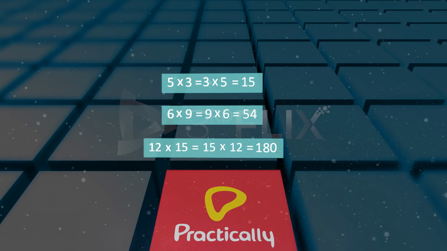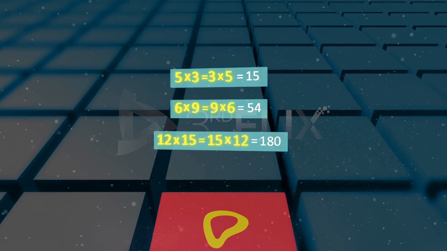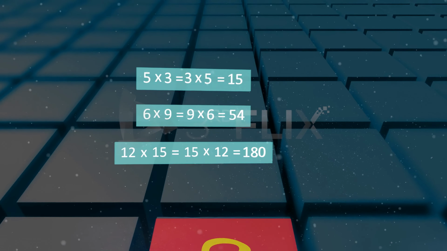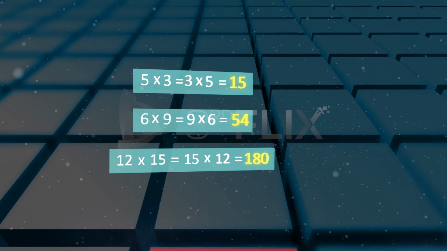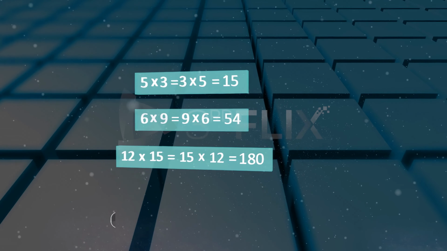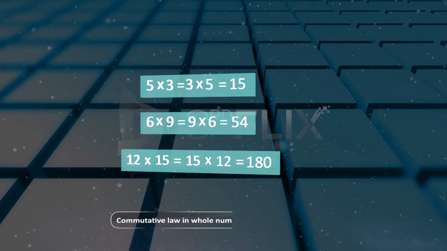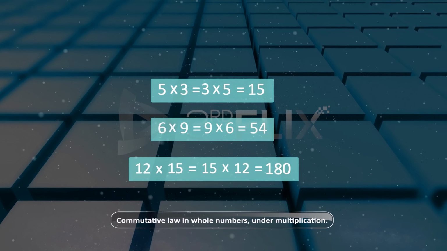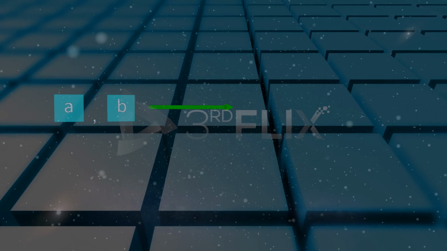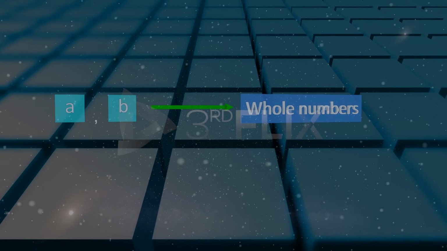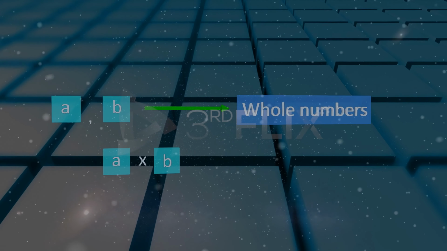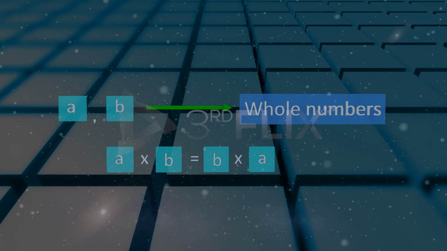So we can say that if we change the order of the whole numbers in the multiplication, then the product will remain the same. This is called the commutative law in whole numbers under multiplication. If A and B are any two whole numbers, then A multiplied by B equals to B multiplied by A.